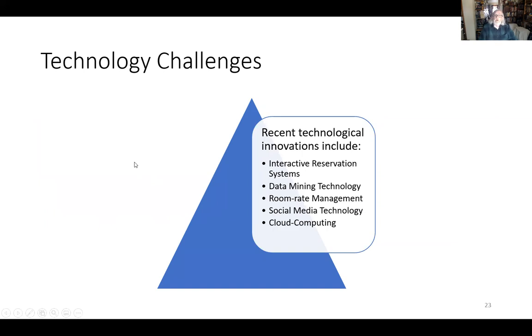Certainly, the technology challenge is a big one for a hotel. Interactive reservation service systems and so forth. The ability to look at a database and be able to dig down and find out the history and all the previous uses by a particular guest of your services and things like that. Maybe they stayed at different parts of the hotel chain in different places and so forth. Managing your room rate and so forth.